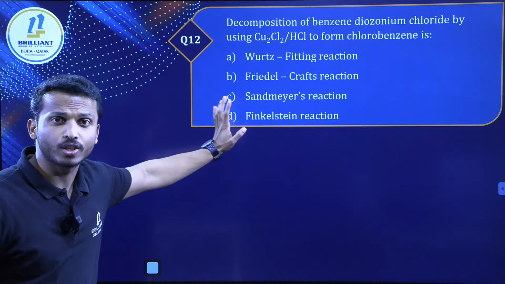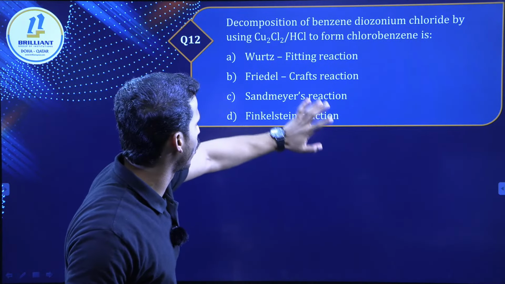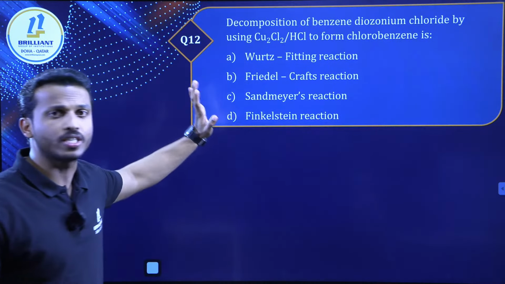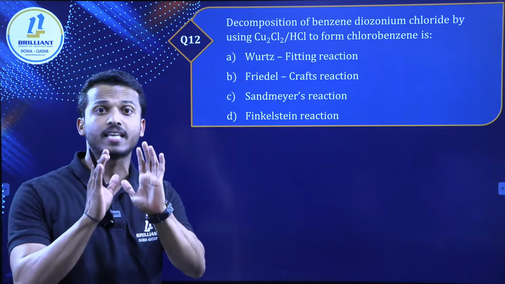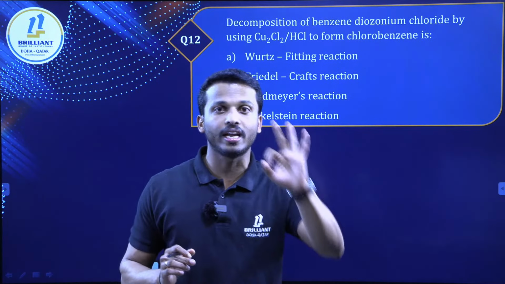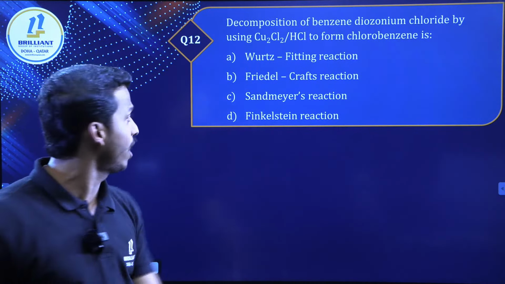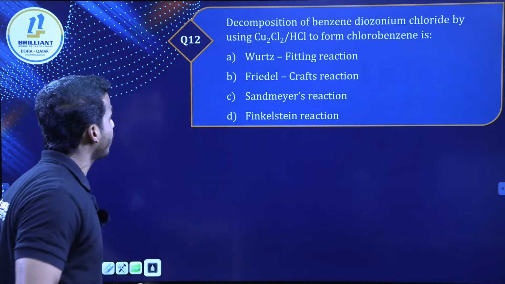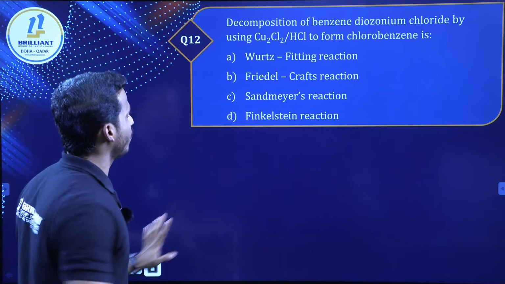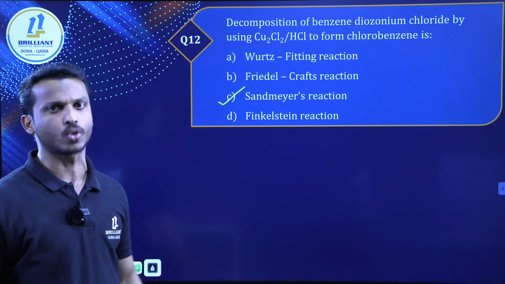Let's go to question number 12. Decomposition of benzene diazonium chloride by using Cu2Cl2 along with HCl. Same concept. Here I present the Sandmeyer reaction in 3 questions. They all use Cu2Cl2, which is used in the Sandmeyer reaction. Let me just discuss the others also.